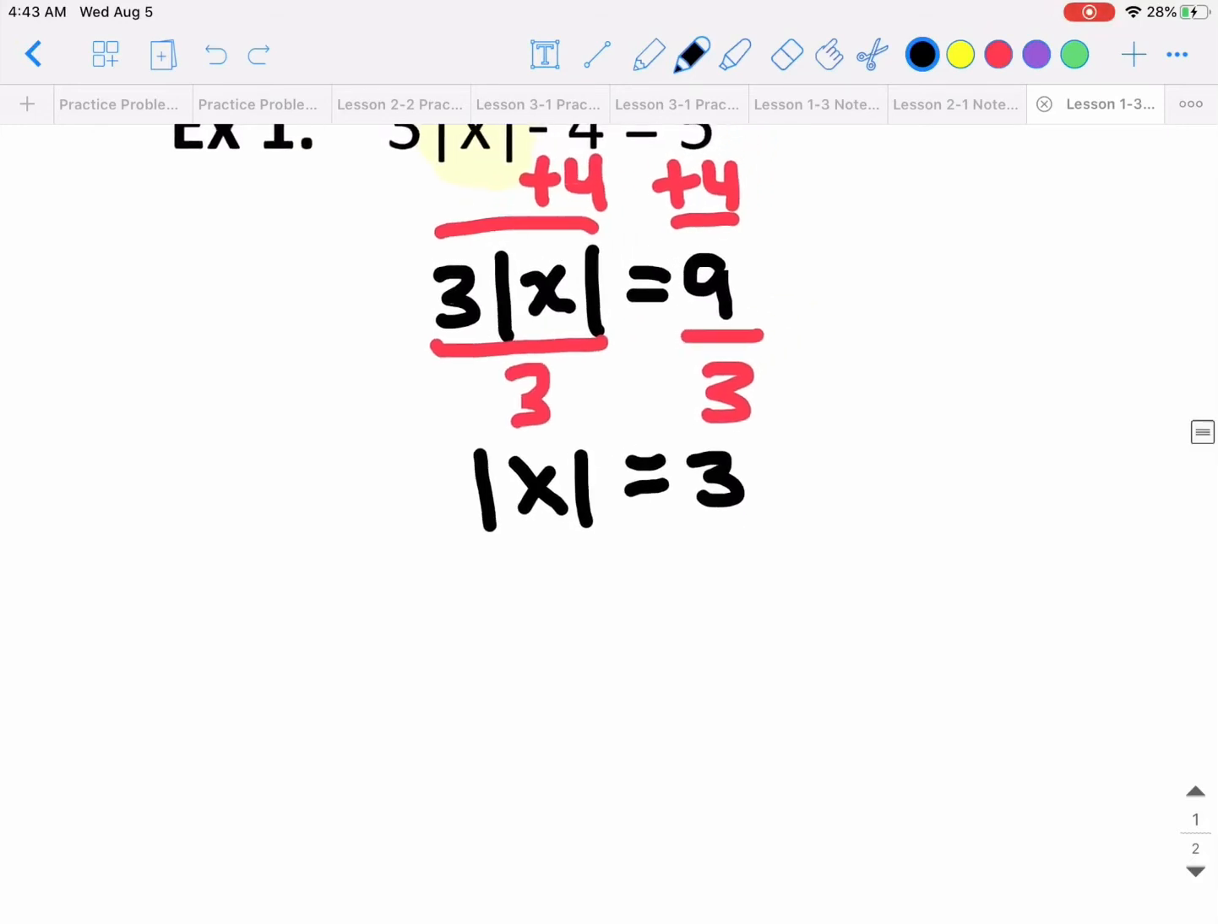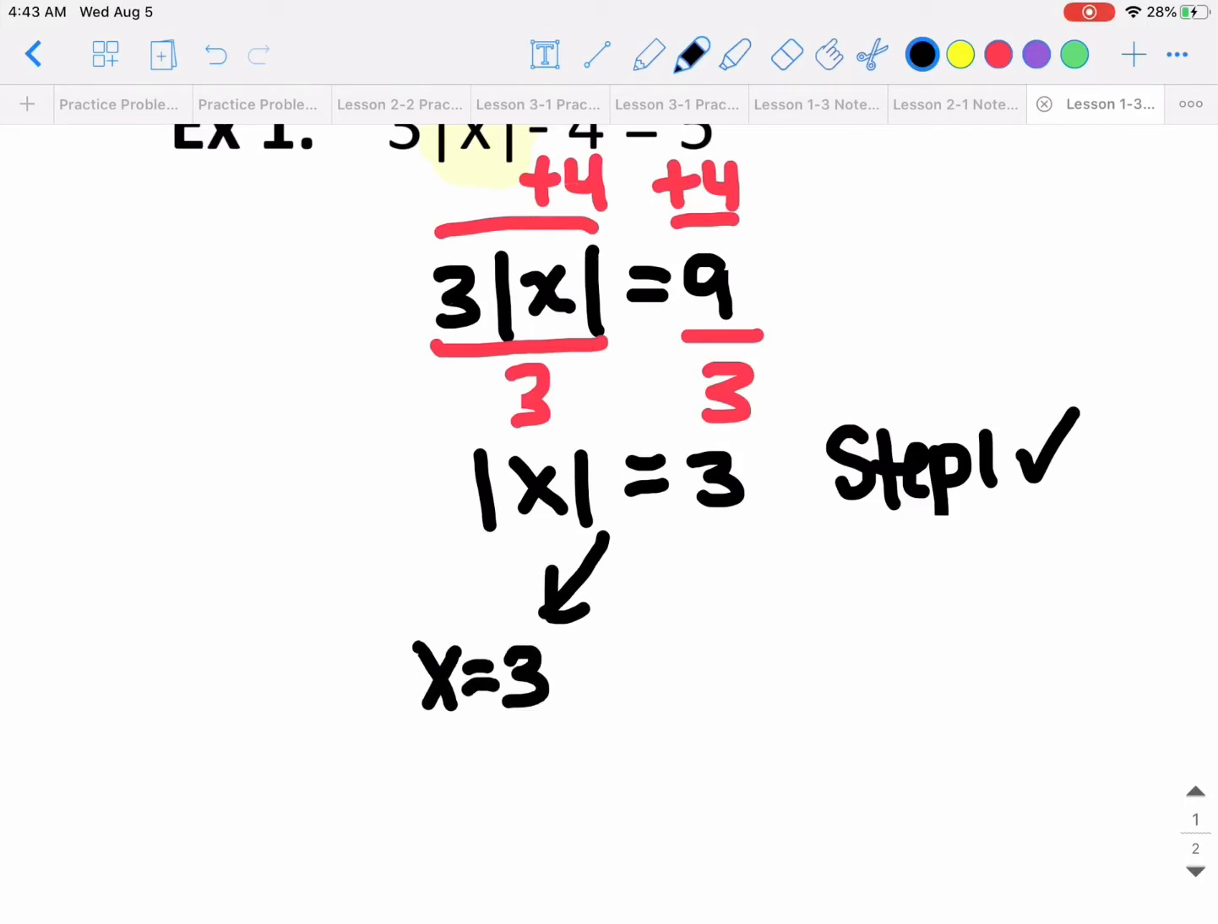So this was step 1. Step 1 was to isolate the absolute value. I got that absolute value by itself on the left-hand side. Second thing I want to do is write the 2 equations. So one equation I can write from this is x is equal to 3. Whatever's inside the absolute value is equal to the positive version. Or I could write x is equal to negative 3. Those are my 2 options for what could be inside. So x could be 3 or x could be negative 3.